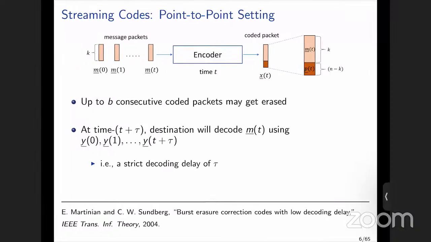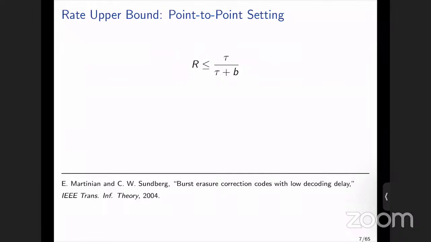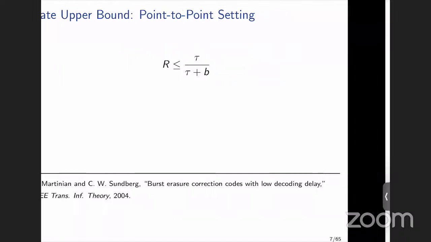So if you go to the previous slide, you can see that b is basically the maximum number of consecutive coded packets that may get erased. Okay, and tau is the delay. And the rate is upper bounded by tau over tau plus b. Okay.